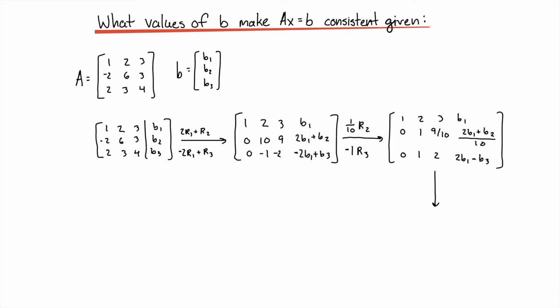Next, we'll multiply row 2 by -1 and add it to the third row. The first two rows stay the same. The third row changes. So -1 plus 1 is 0, -9/10 plus 2 is 11/10, and then we'll have 2b1 minus b3 minus (2b1 plus b2) divided by 10.